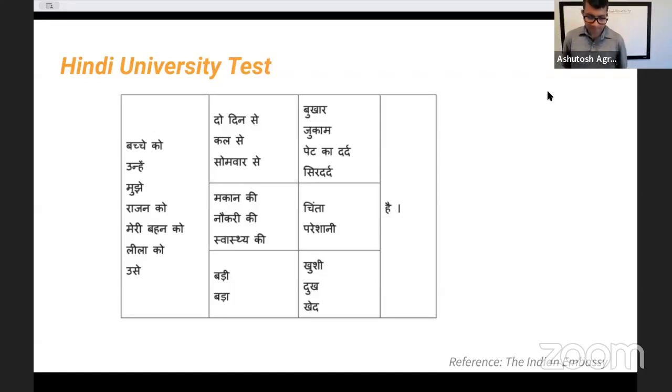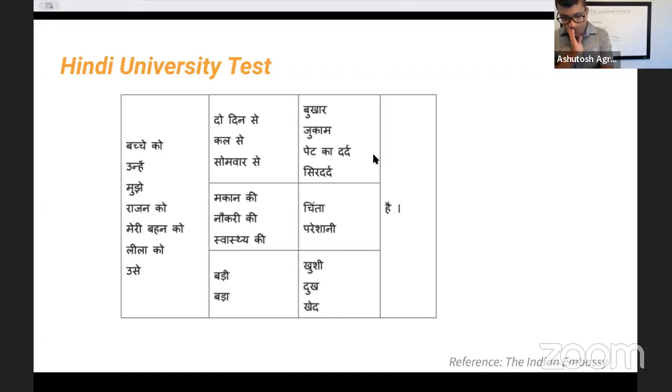मुझे 2 दिन से पेट का दर्द है. What does it mean? Dard. I've had, I don't know what I said. What did I use? You said पेट का दर्द. I've had, for 2 days, stomach ache. Correct. I've had a stomach ache for 2 days.